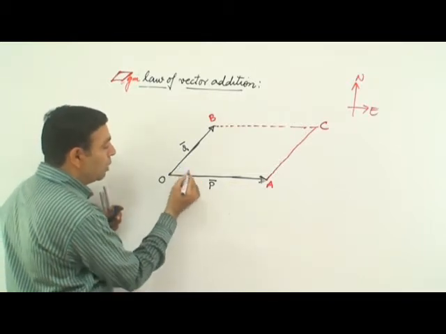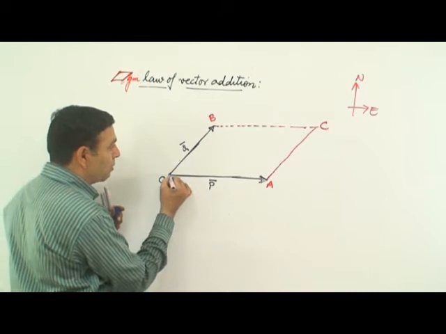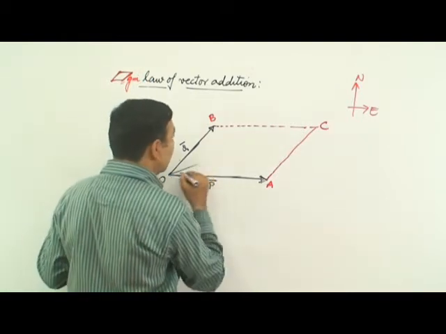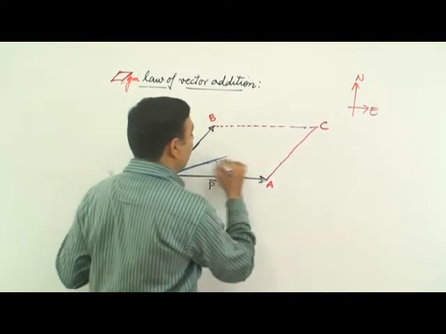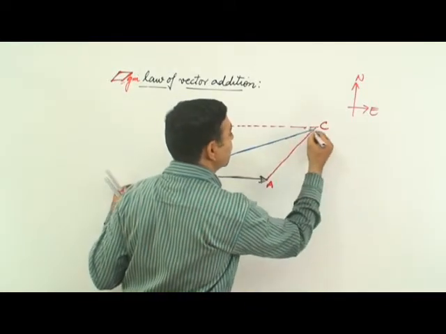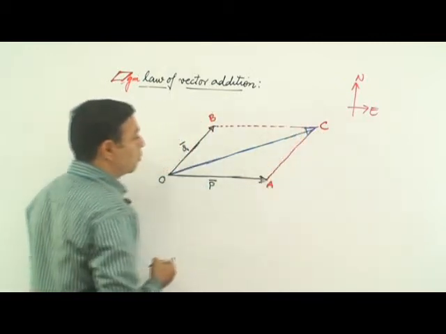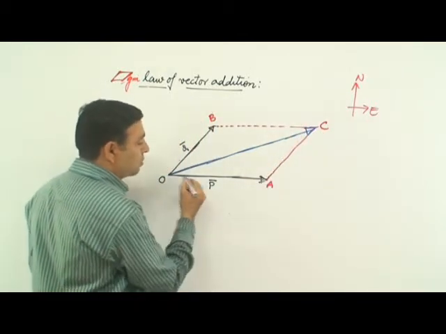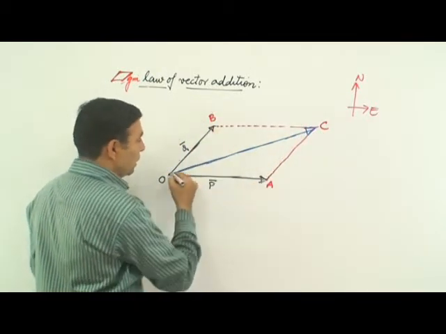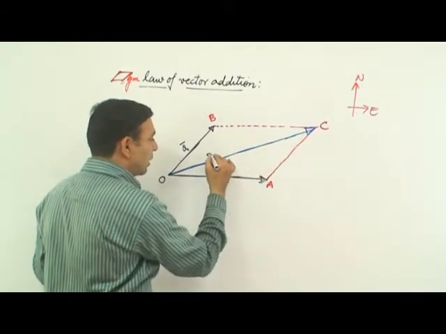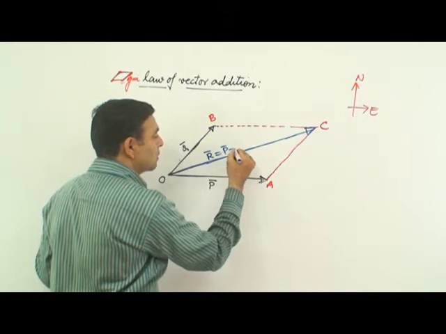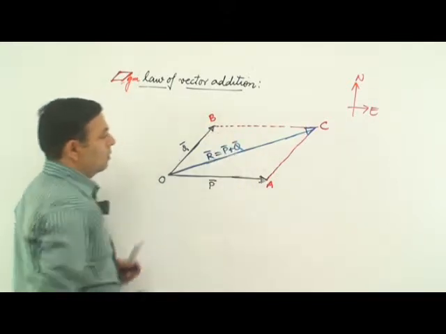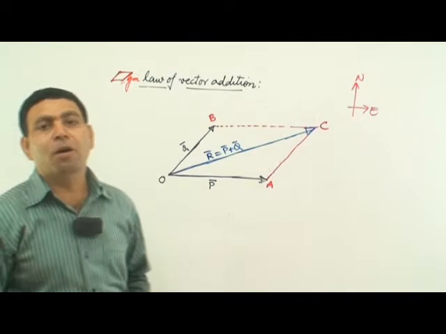P and Q are starting from this common point, so we need a diagonal of this parallelogram from that common point, and this diagonal, okay, so I can say OC, gives the resultant in both magnitude and direction. I mean this P plus Q is this, so I can safely write down this resultant as P plus Q. Fine.